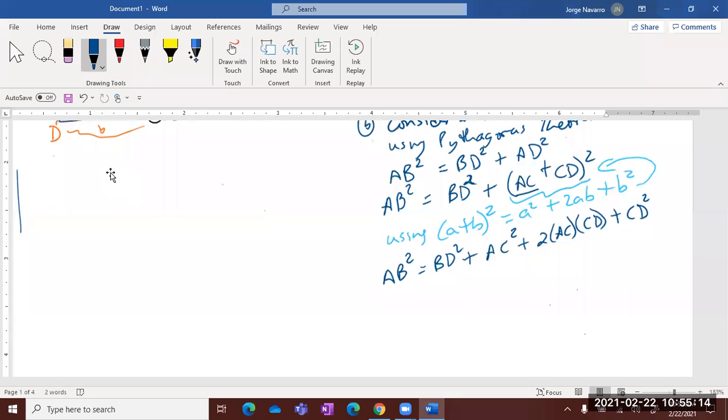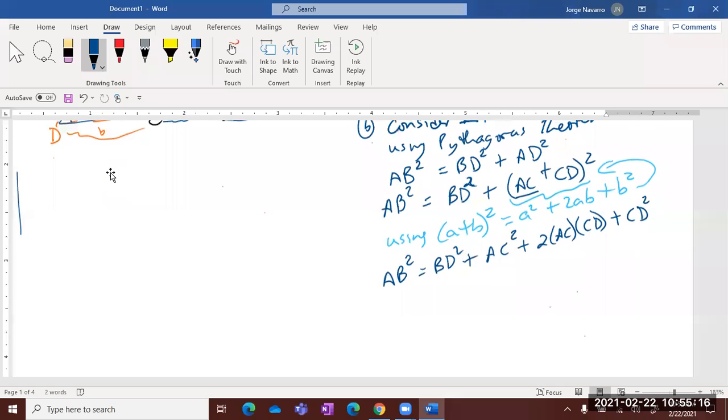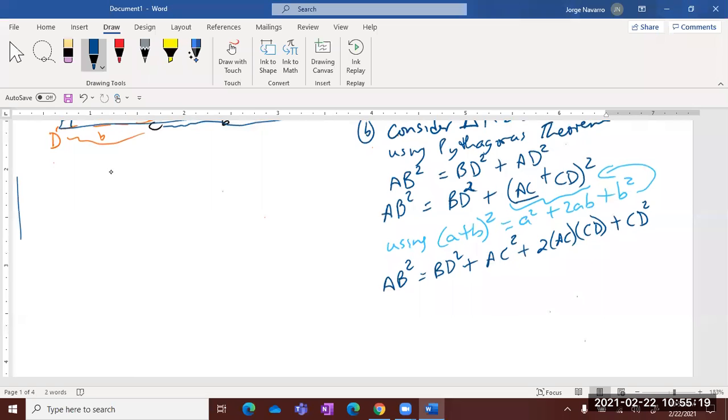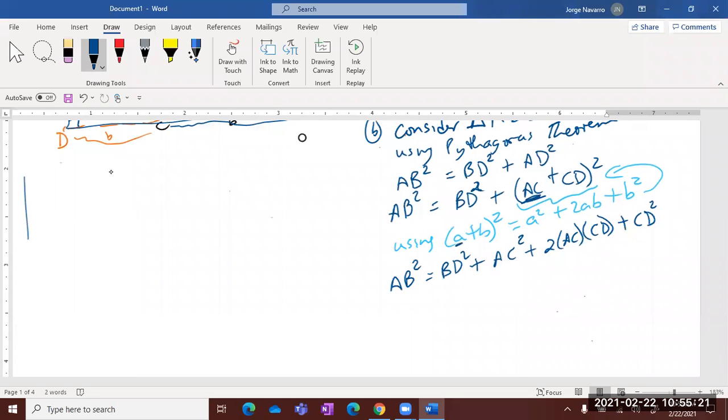The AB squared equals BD squared, because remember, the A is being represented by AC and the B is being represented by CD. So the A squared is the AC squared. The CD squared, or the B squared, is the CD squared, and the 2AB, well, the 2 is from the formula. The A is the first value, which is AC. The B is the second value, which is the CD. You with me now? Yes, sir.